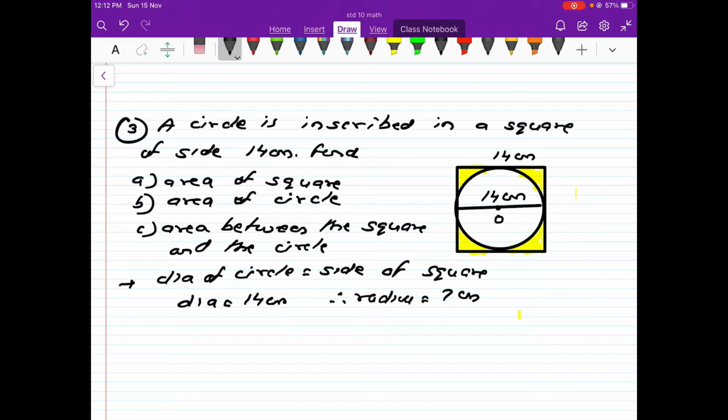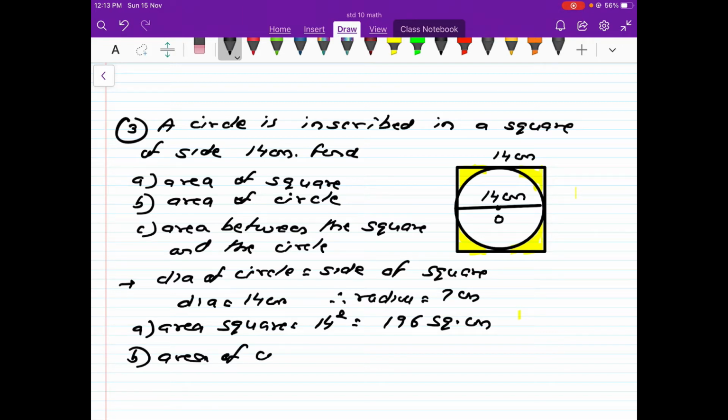Now what do we have to find? First we find the area of the square. So the area of the square is 14 square. So this is 196 square centimeters. The second is we want the area of the circle. So this is pi into r square. So this is 154 square centimeters.